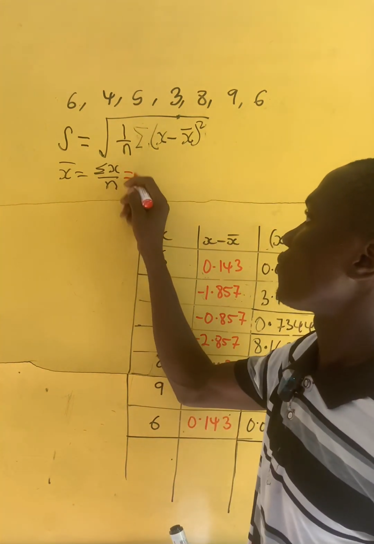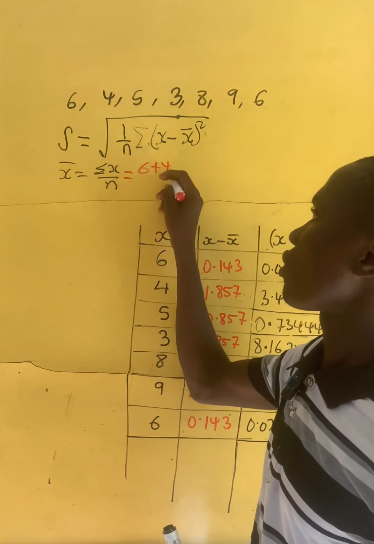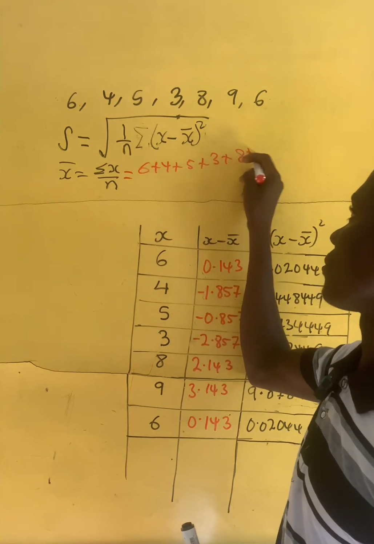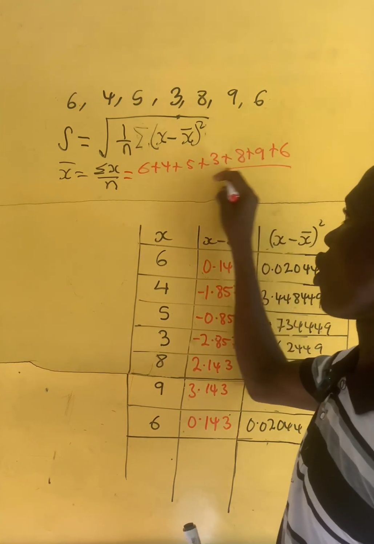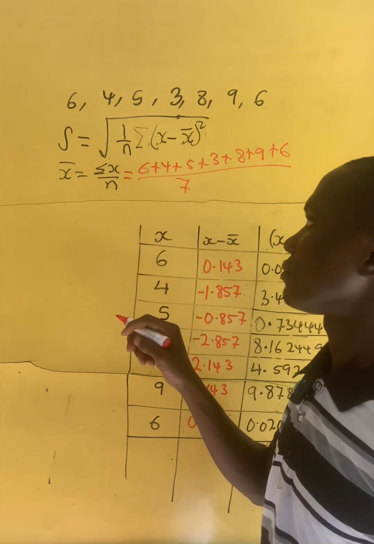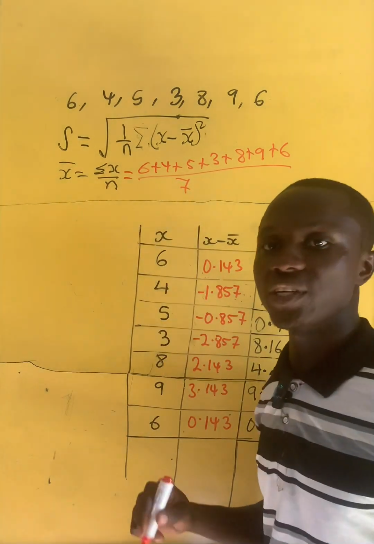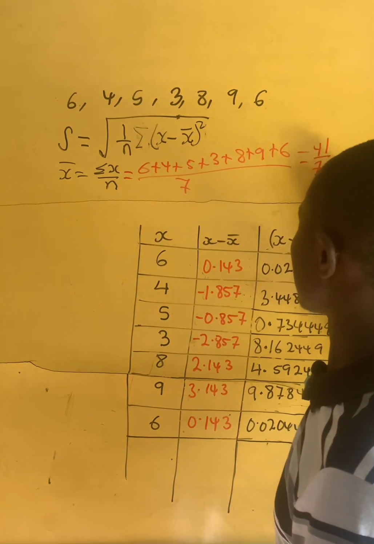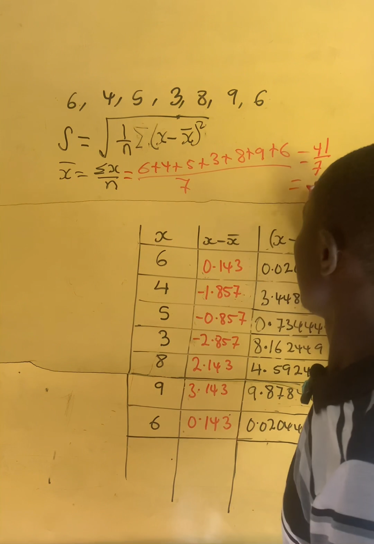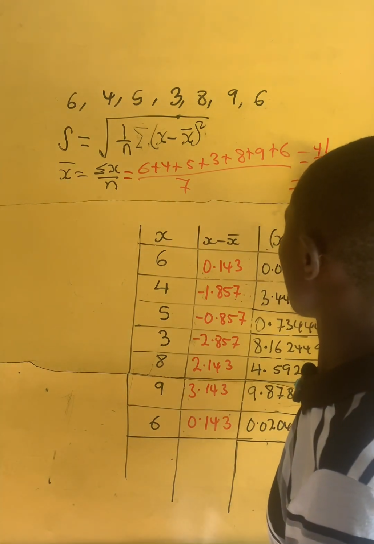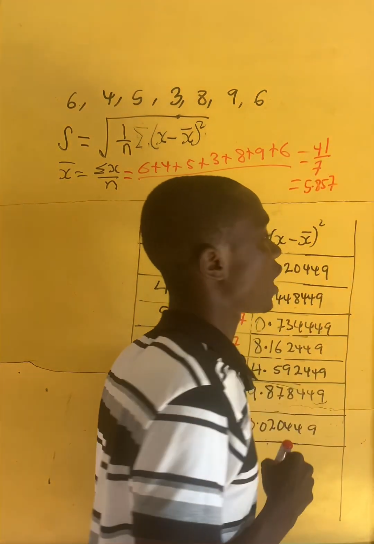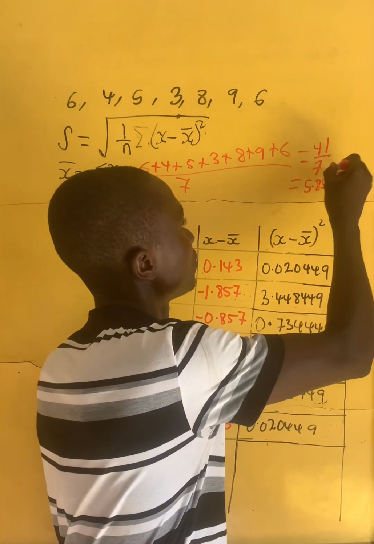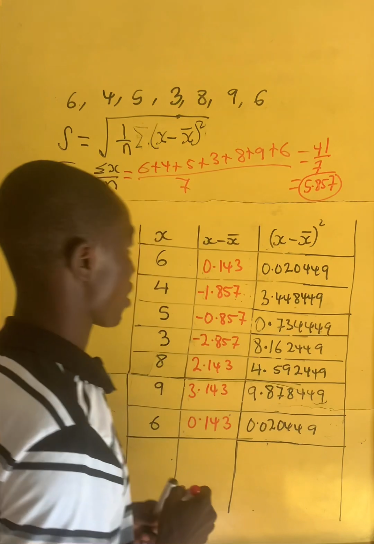So here we find 6 plus 4 plus 5 plus 3 plus 8 plus 9 plus 6, all divided by 7. And this simply gives us 41 divided by 7, which is approximately 5.857. Wow. That is as simple as that. So we take the mean to help us.